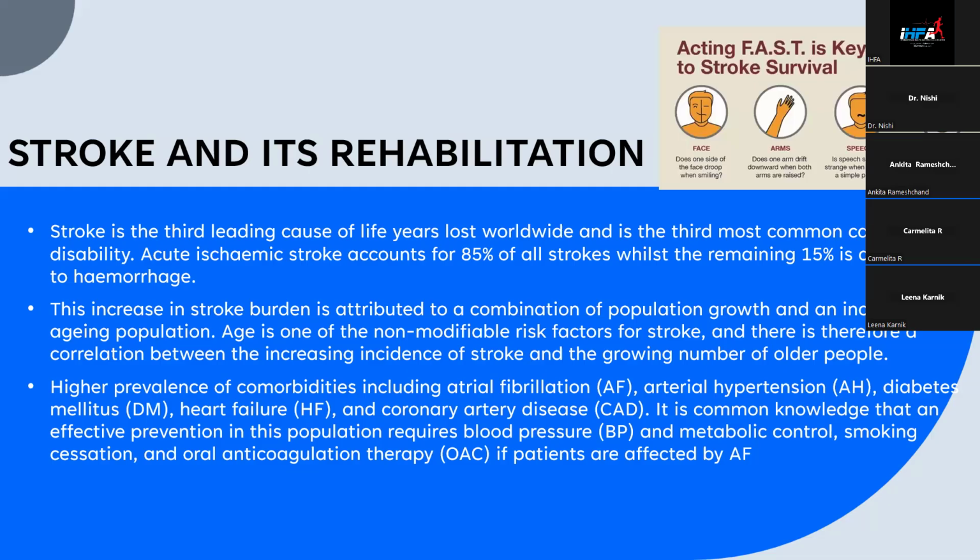Aged people have a higher prevalence of stroke because of certain problems like atrial fibrillation, hypertension, diabetes, heart failure, coronary artery disease, and also higher cholesterol and occlusion problems. These are the major comorbidities in the aged population that can lead to stroke. And the most common disability you see in the old age population is majorly because of stroke. Everyone clear? Any difficulty?